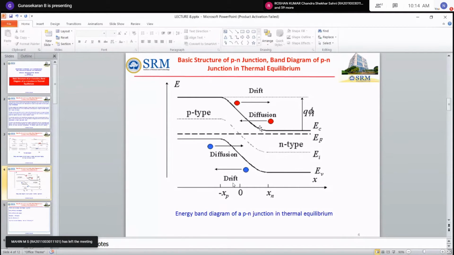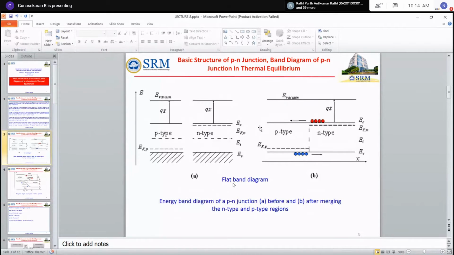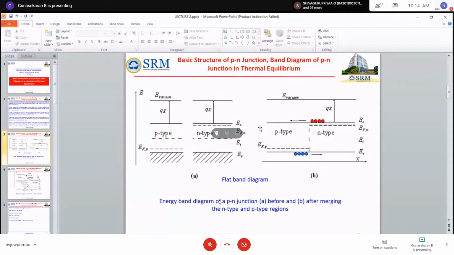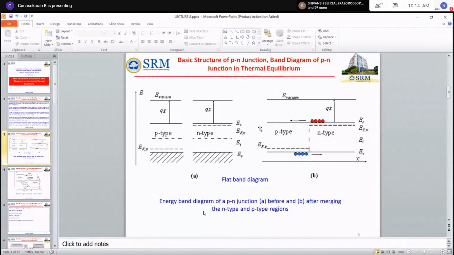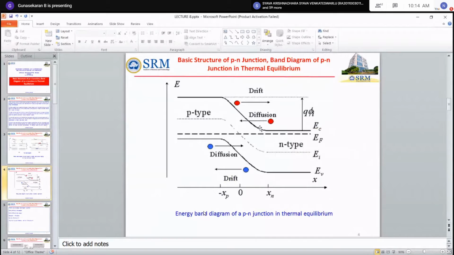The middle one is the same. See the previous diagram, where E_I is in the middle. E_I means the Fermi energy of the intrinsic semiconductor. I think you almost know what E_I is. Do you understand what I am telling? Say yes or no. Yes, sir. Okay, E_I is the Fermi level of a pure semiconductor, that is, an intrinsic semiconductor. So it is exactly the E_I here.